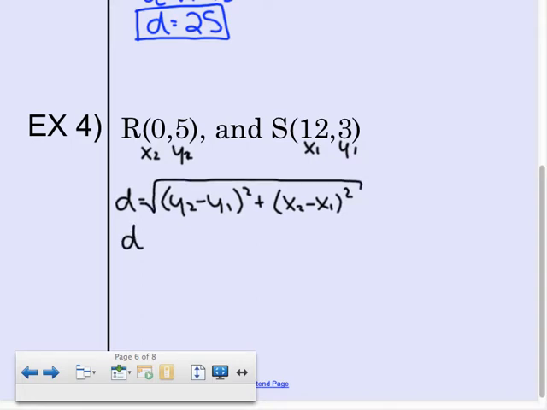All right, if I go ahead and plug it into my distance formula, y2 is 5 minus y1 is 3, squared, plus x2 is 0 minus x1 is 12, squared.